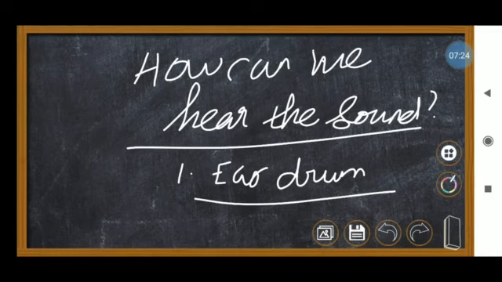If a person has a hearing impairment, there will be some eardrum fault, or the cochlea is not properly sending the signals. So these are the basic things: how can we hear the sound? Okay, and how can we speak? That is a major topic. So how can we speak?